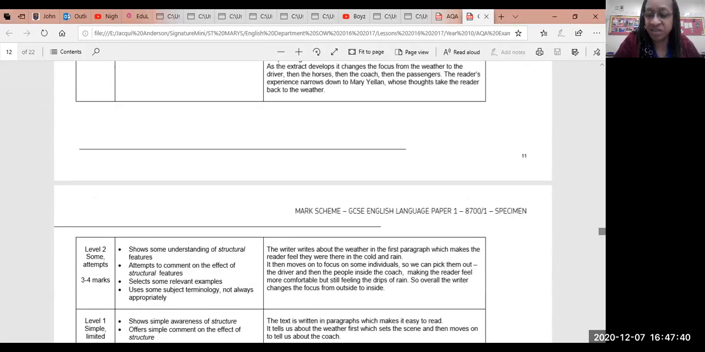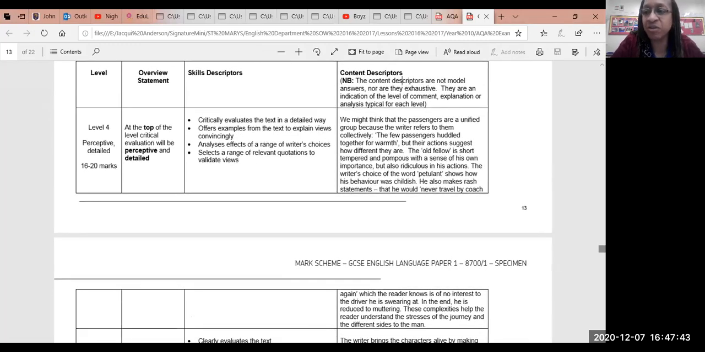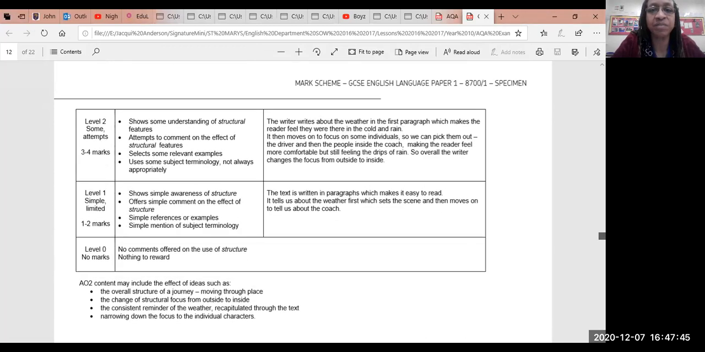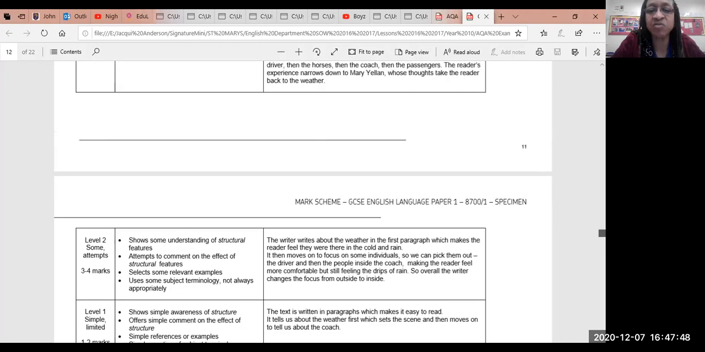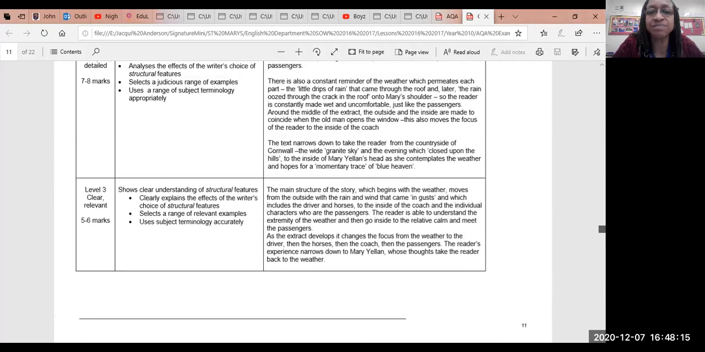you're just writing simple, oh dear, sorry, let me just move that back. Right, simple information: the text was written in paragraphs. I mean, yes, we know, but we want more information than that. Level 2, that the writer writes about the weather in the first paragraph, then moves on to focus on some individuals. So again, it's showing easy, simple information where it moves from one focus to another. But hopefully you'll have a little bit more detail than that.